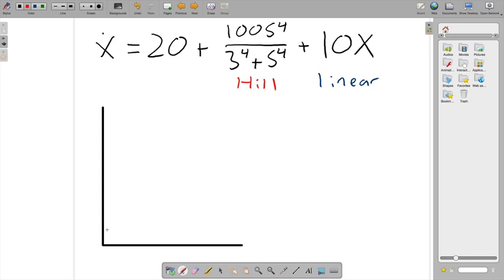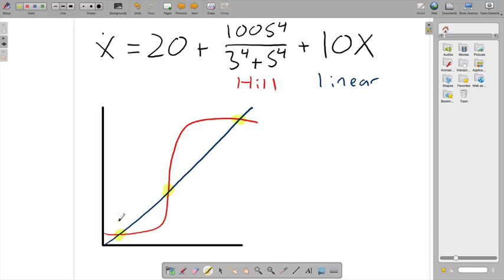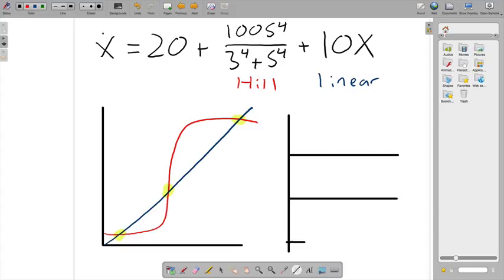The Hill function is going to have a sigmoidal shape as such, whereas the linear function is going to be linear, like so. One can see that there are 3 points of intersection, therefore we're going to have 3 steady states. And by definition, that leads us to say that we have two stable steady states and one unstable one.